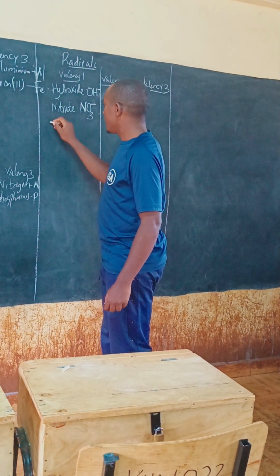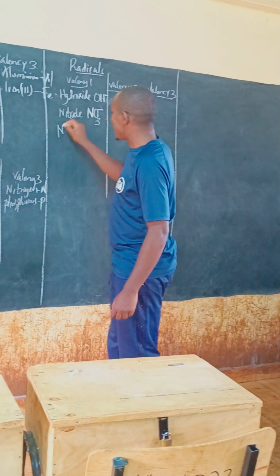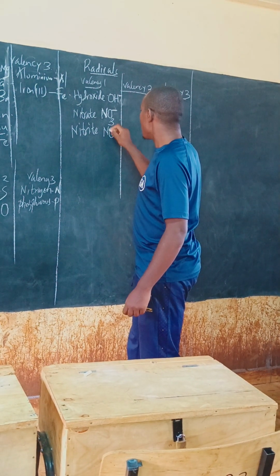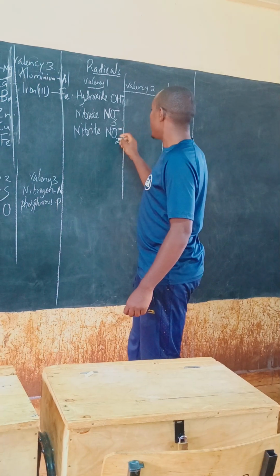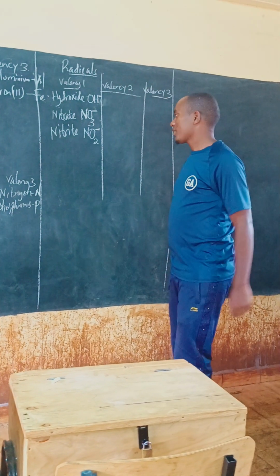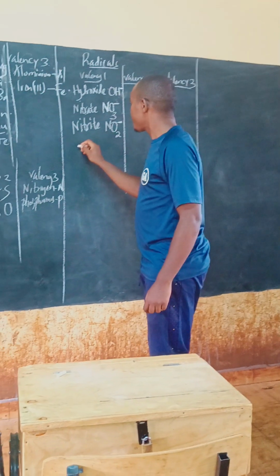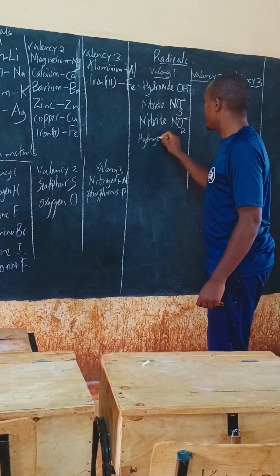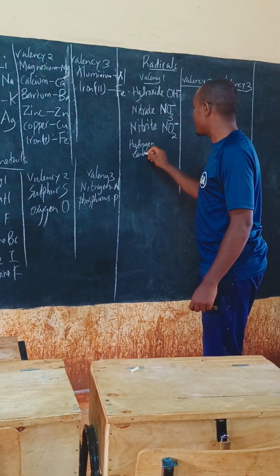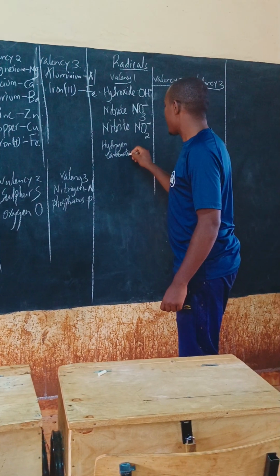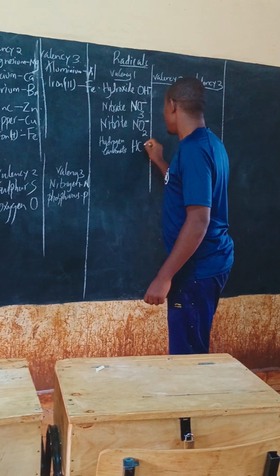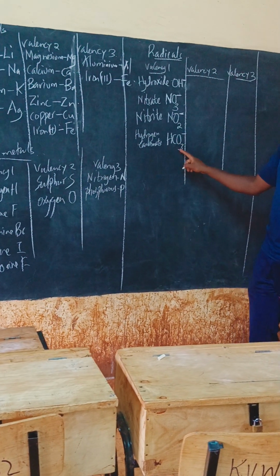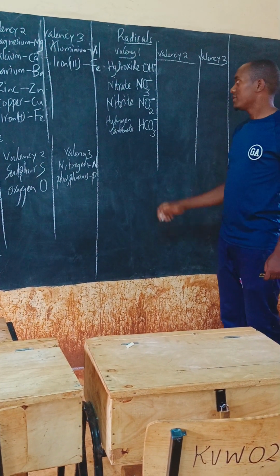We have nitrites, NO2 negative, NO2 valence 1. We have hydrogen carbonate, HCO3 negative, or HCO3 valence 1.